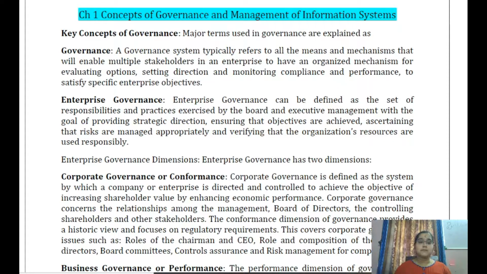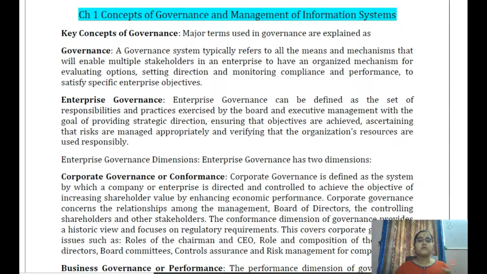Now, what is enterprise governance? Enterprise governance can be defined as a set of responsibilities and practices. It is again a set of responsibilities and practices, by whom? Because it's enterprise governance, it is done by the board and executive management with the goal of providing strategic direction, ensuring the objectives will be achieved, ascertaining that the risk is managed appropriately, and verifying that the organization's resources are used responsibly. Governance is a common term used by everybody who are stakeholders, but enterprise governance is done mainly by the board of directors and executive management because it relates to the functioning of the enterprise.